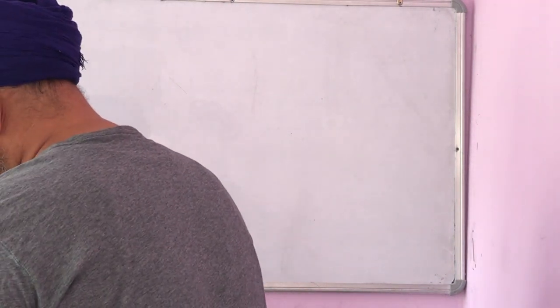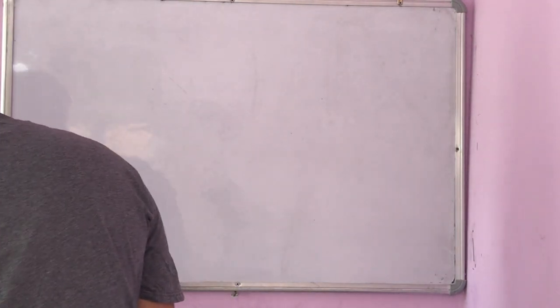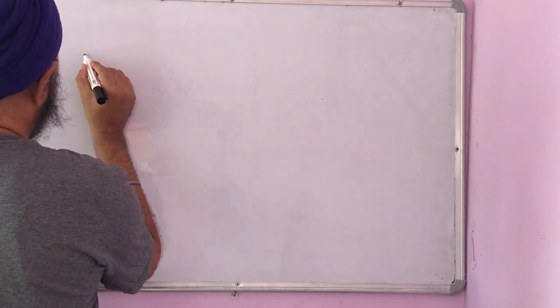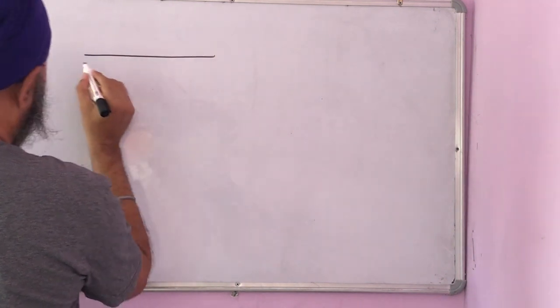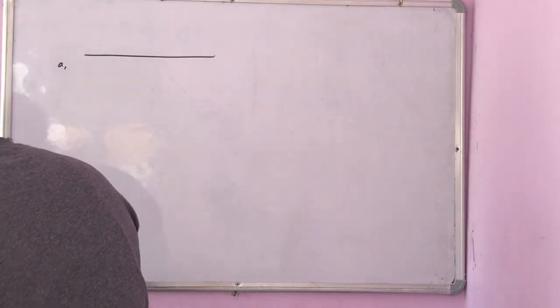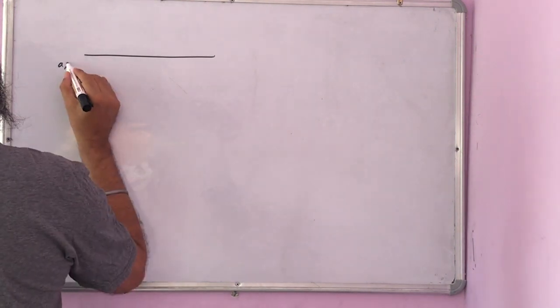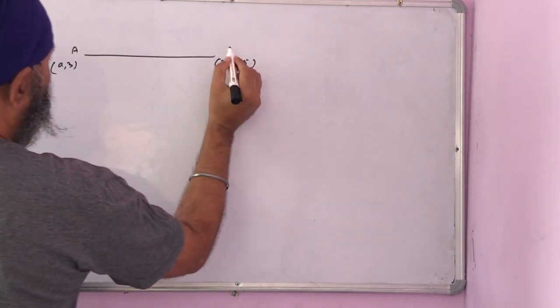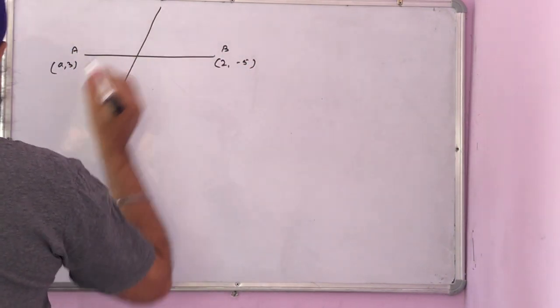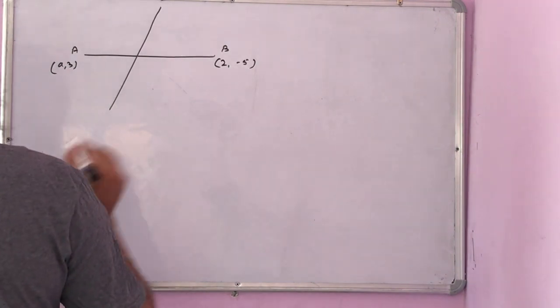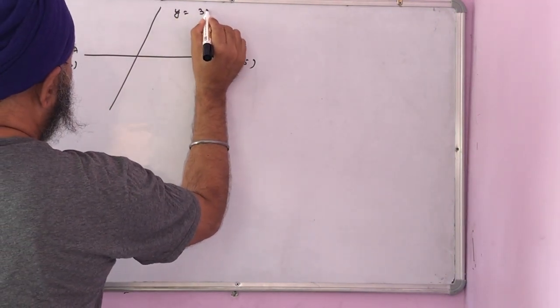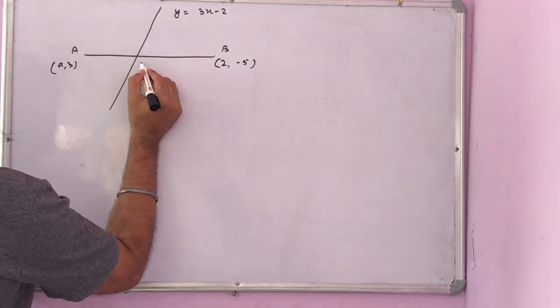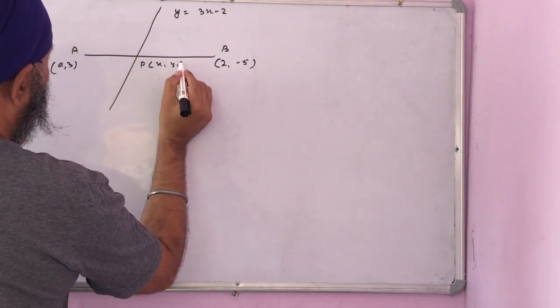Then question number 7, part 1. The line y is equal to 3x minus 2 bisects the join of (a, 3) and (2, minus 5). Same type of question. Let this point be A, this point be B. This line is y is equal to 3x minus 2. P is the midpoint, let it be (x1, y1).